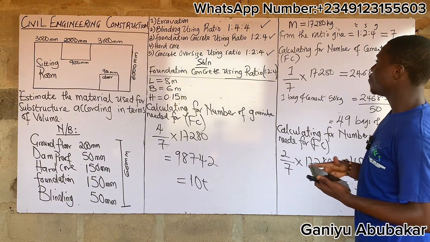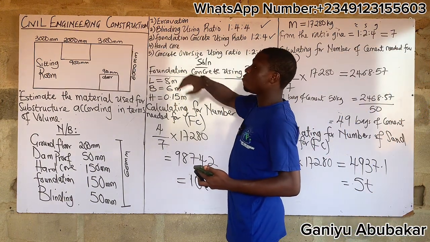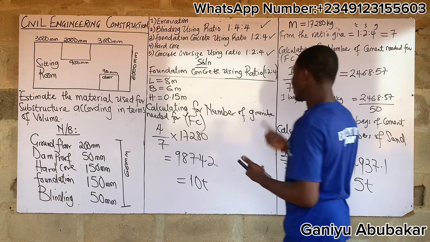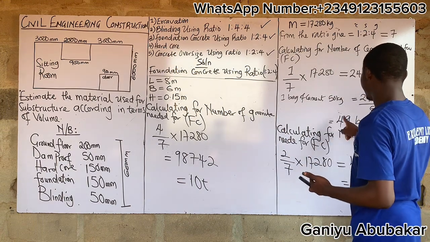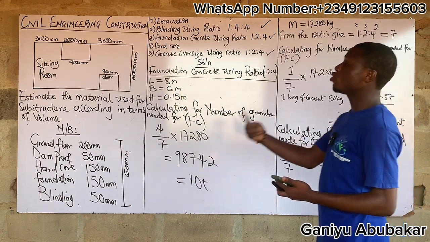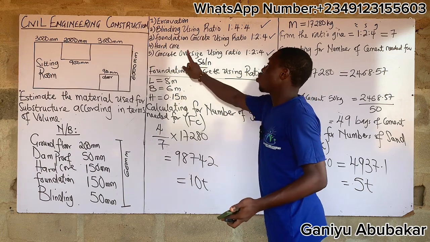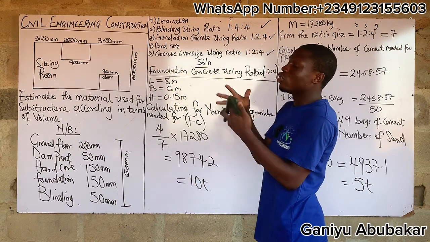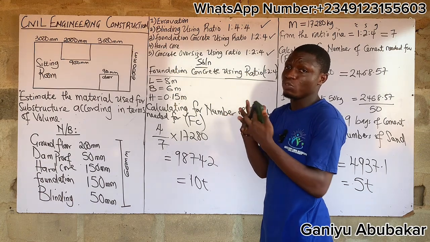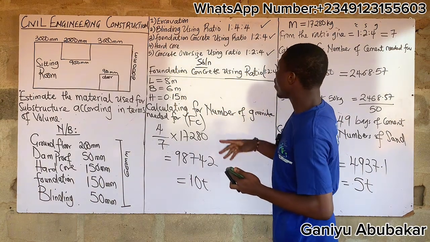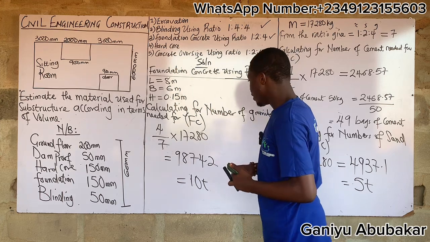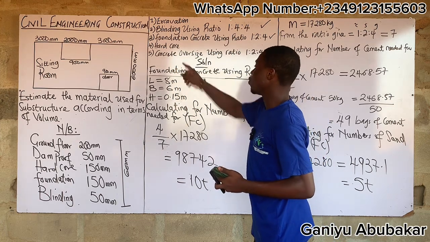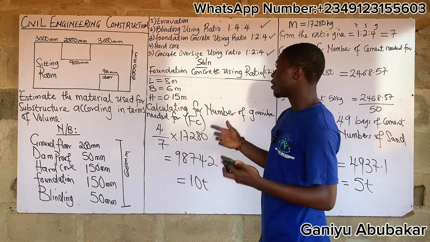For blinding here, my number of bags needed is 13. For this one, I needed 49. So when you do your calculation for concrete oversize, the number of cement bags you have there, you now add it up. It will give you the total number of bags of cement you need. I'll do this last calculation in our next class. So we get this right.